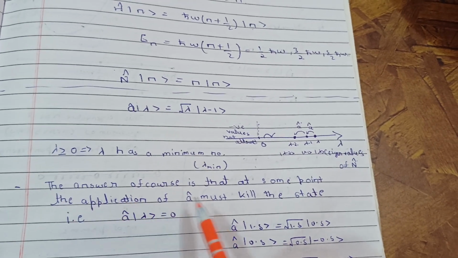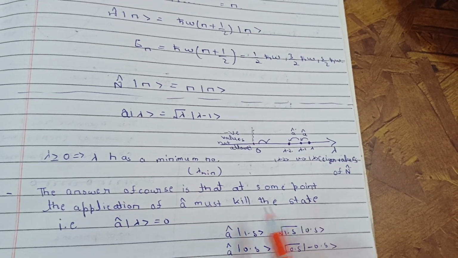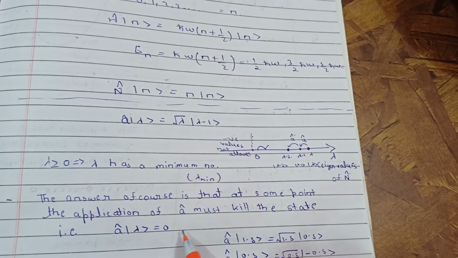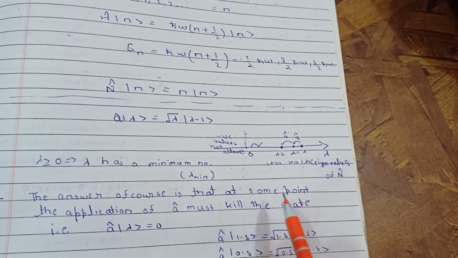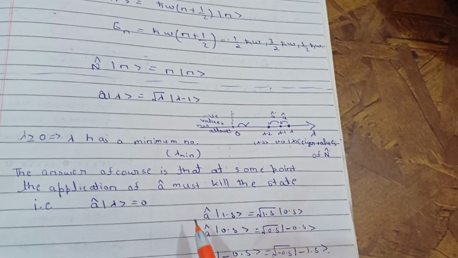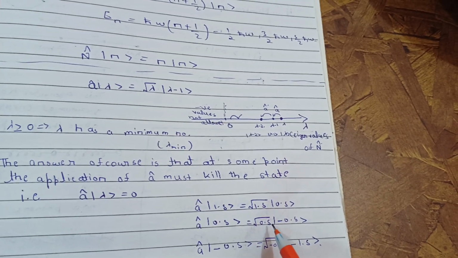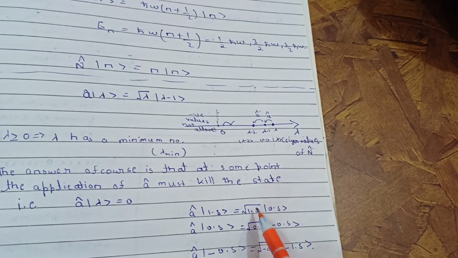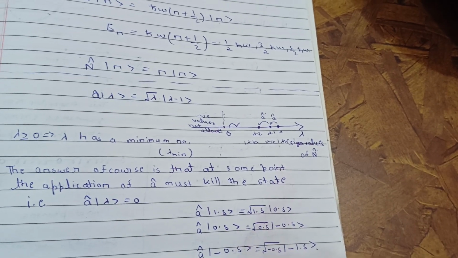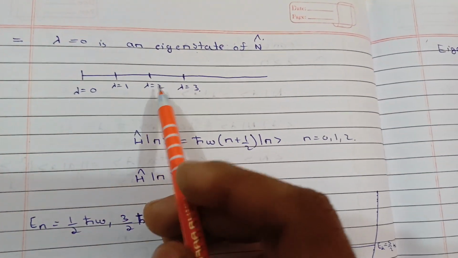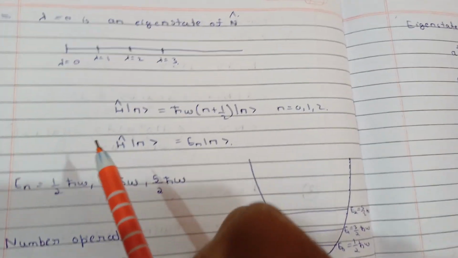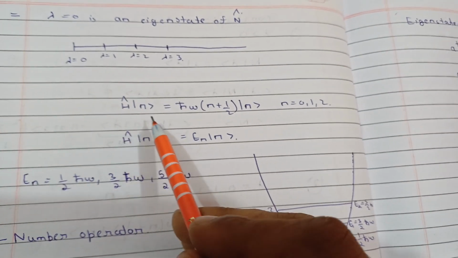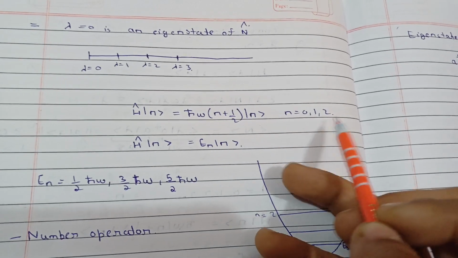So the answer, of course, is that at some point the application of a must kill the state, meaning this must become 0. This can be 0 only when all the other eigenstates are integers. Otherwise this can't be 0. Like if you take 1.5, it will be 1.5 minus 0.5, and then it can't be 0, it will be minus 0.5. So to make it 0, it must go 3, 2, 1, 0. That's how it will go. So that's why all values should be integers. So lambda equal to 0 is an eigenstate of n. Then all other eigenstates will be 1, 2, 3, 4. That's how it will go. So we have found these eigenvalues ħω(n + 1/2), and n can be 0, 1, 2.